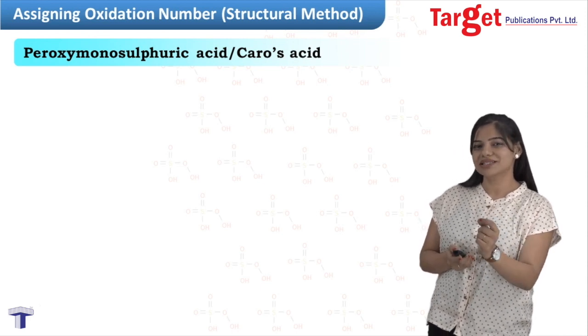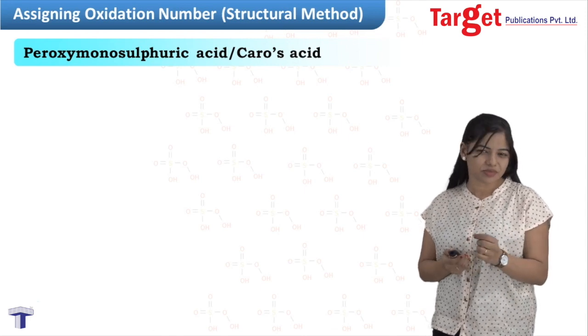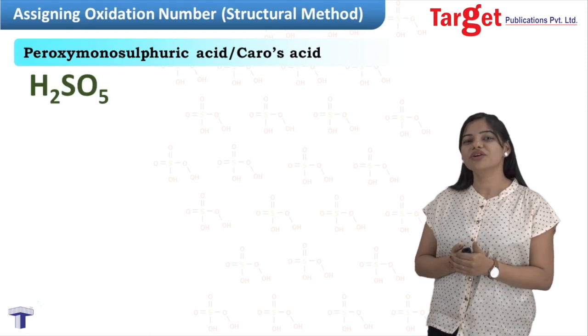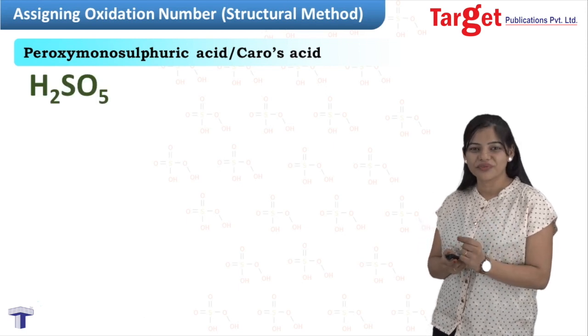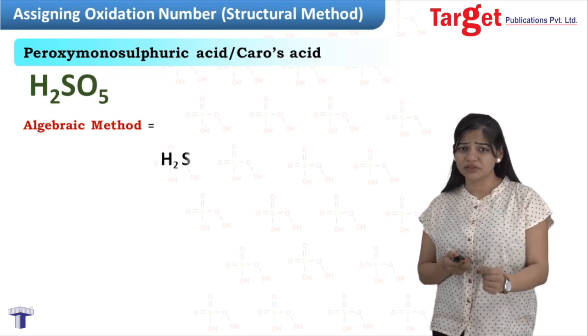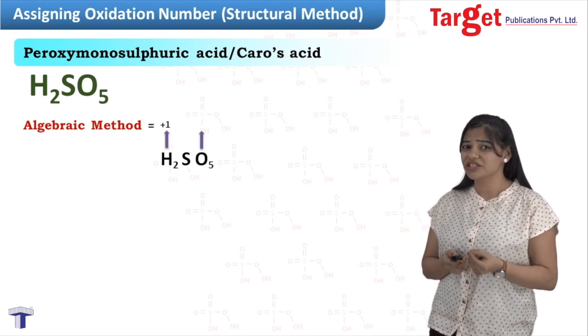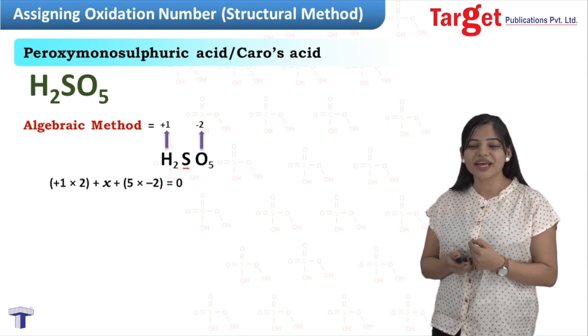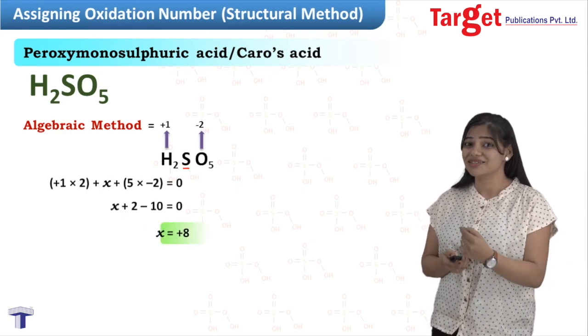Now students, peroxy in the name only suggests there must be one peroxide linkage present, right? So first let's see the molecular formula is H2SO5, and with the help of the algebraic method if we calculate here, H is plus 1, oxygen is minus 2, and we take sulfur as X. So the value of X comes out to be nothing but plus 8.